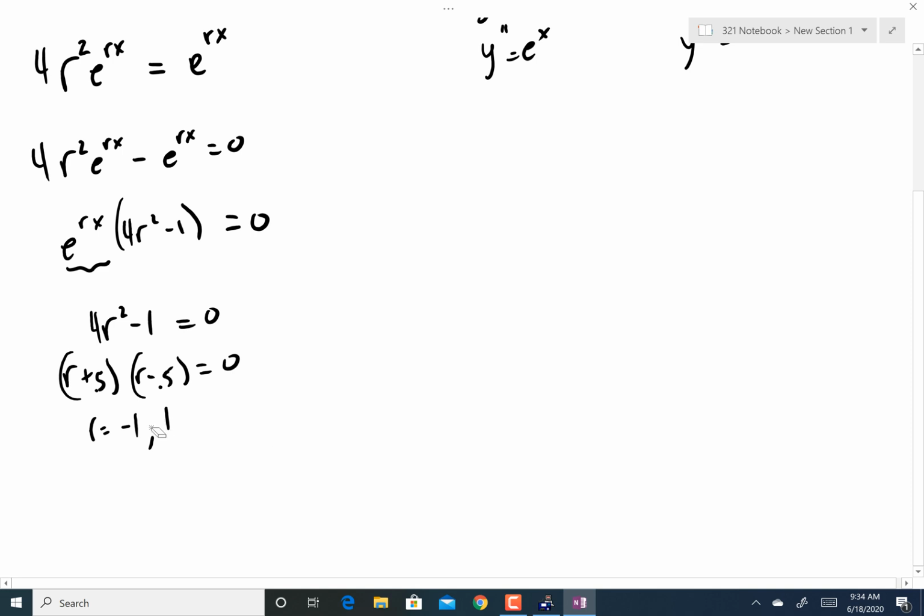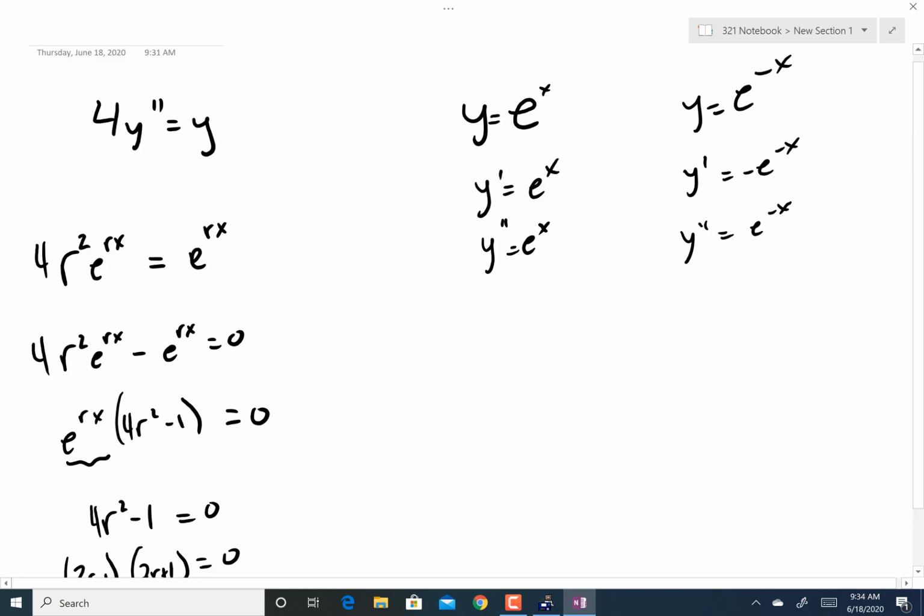Is this going to be 2r and 2r? Well, I should do it this way. That's just easier. 2r plus 1, 2r minus 1. But they're halves is what I'm getting at. There we go, you big dope. All right, let's try it again, Jay, you goober.